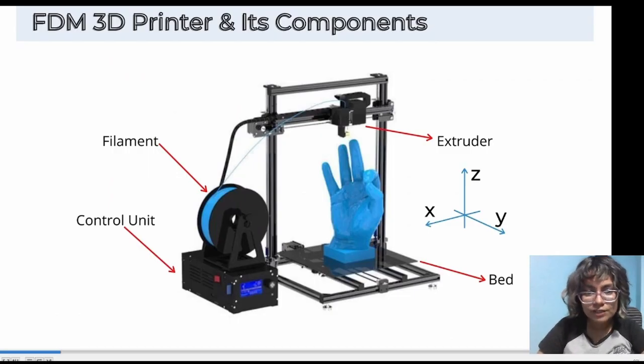This here is an FDM 3D printer. The filament is fed to the extruder. Extruder comprises of a reservoir and heater. The melted filament is stored in the tiny reservoir, and the melted filament is poured down through the extruder.